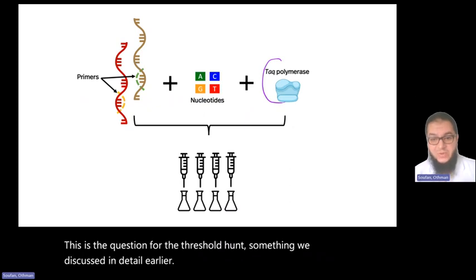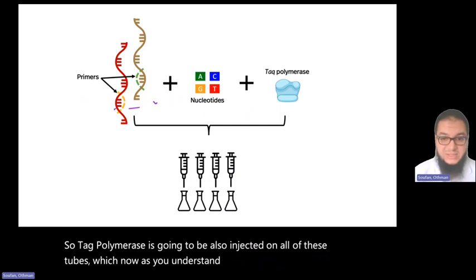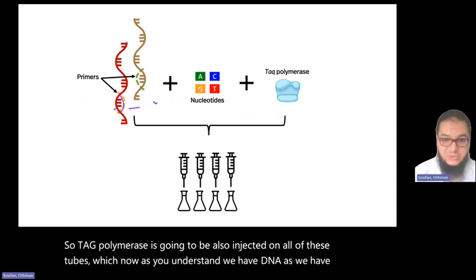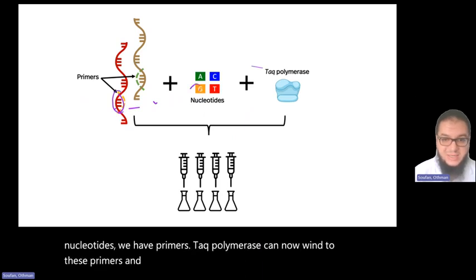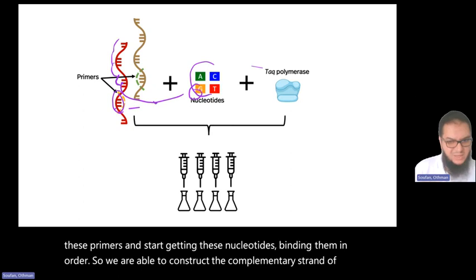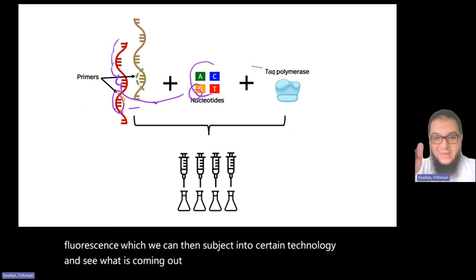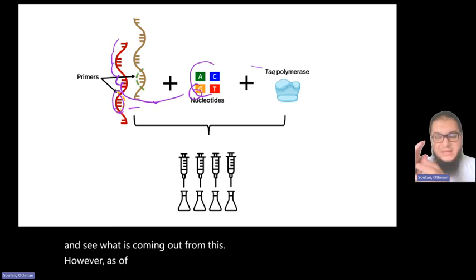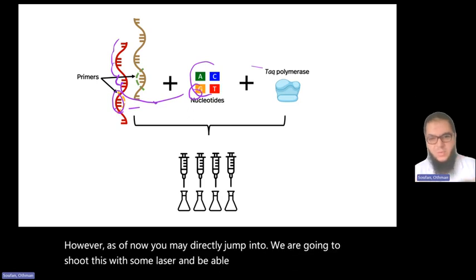So Taq polymerase is going to be also injected in all of these tubes, which now, as you understand, have DNAs, nucleotides, and primers. Taq polymerase can now bind to these primers and start getting these nucleotides, binding them in order so we are able to construct the complementary strand of fluorescence, which we can then subject to certain technology and see what is coming out from this. However, as of now, you may directly jump to, we are going to shoot this with some laser and be able to read one by one.